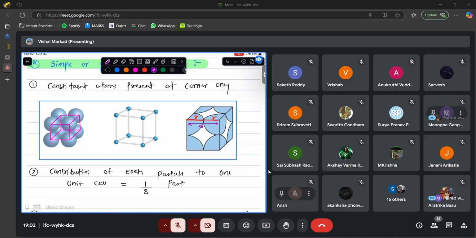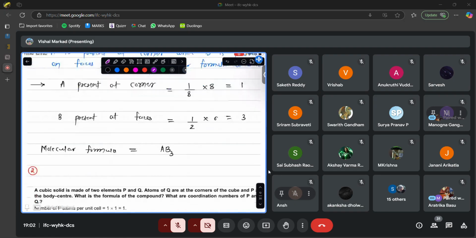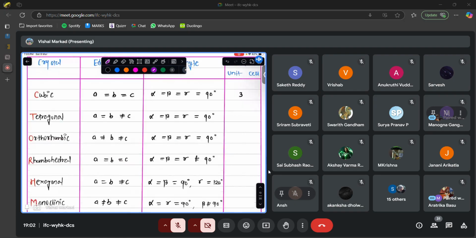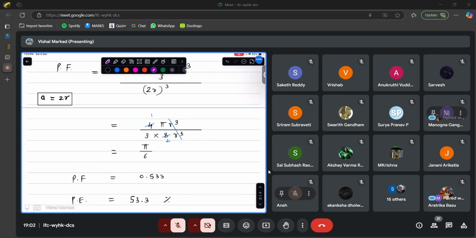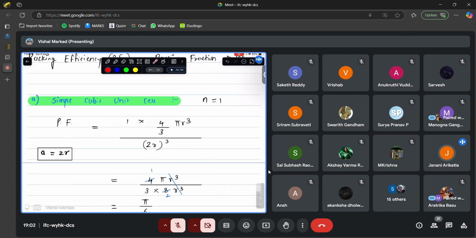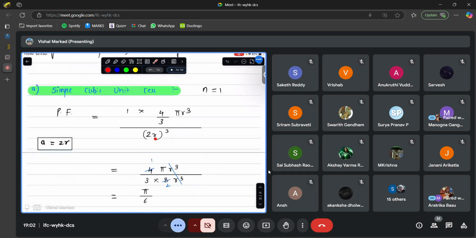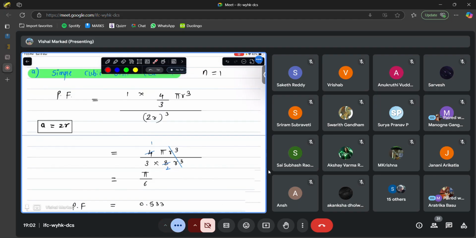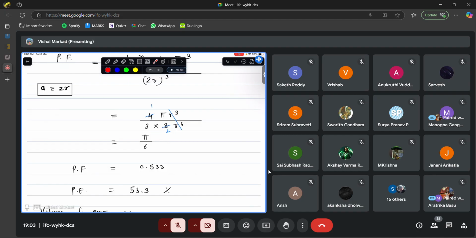In the same way, we can calculate those relations. We have to study those, but not for IP. What is the relation between A and R for the simple cubic unit cell? So in place of A, I can put 2R, and cancel R cube. Then I can do all this calculation and I will get the packing fraction as 0.533.